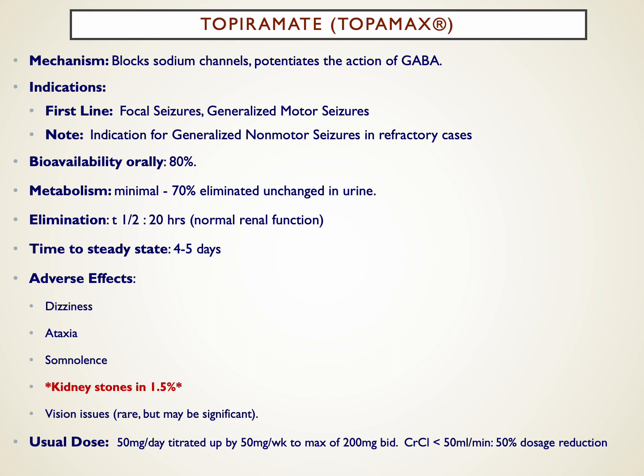Another agent is topiramate or Topamax. It is considered a first-line agent for focal seizures and generalized motor seizures, and it has an indication in refractory cases for generalized non-motor seizures, pretty well absorbed orally. The big adverse effect, and why clinicians don't usually reach for this as a first-line agent, is that it has a surprisingly high rate of kidney stones. In really 15 out of 1,000 patients would see kidney stones, or 1 to 2 patients out of 100 would have kidney stones.